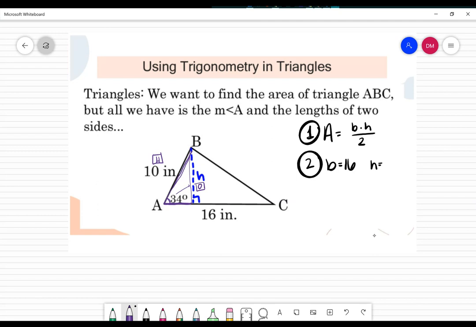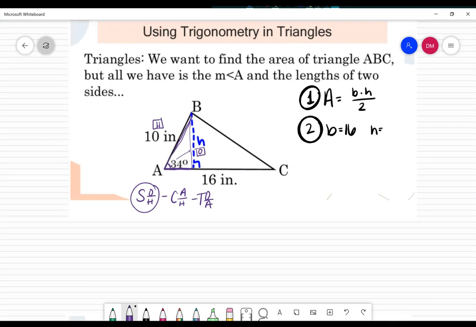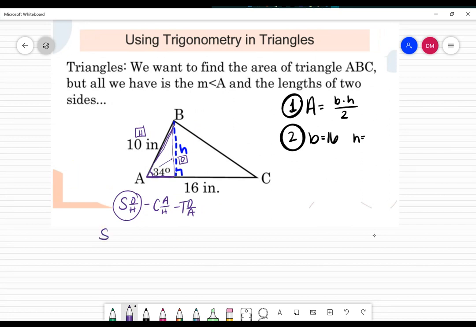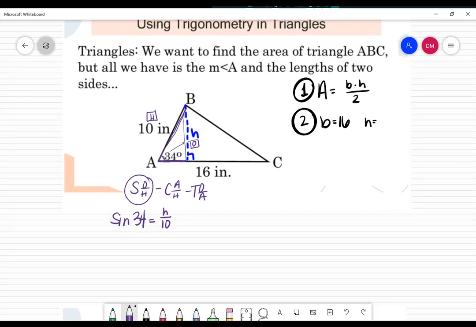So opposite and hypotenuse, I use a little SOHCAHTOA to figure out if I want to use sine, cosine, or tangent. Sine is the trig ratio that relates opposite and hypotenuse, and that's what I have here. I need to know my opposite side. I have the hypotenuse. So the sine of 34 is equal to my missing height over the hypotenuse of 10. So I can multiply both sides here by 10 to get the height by itself.